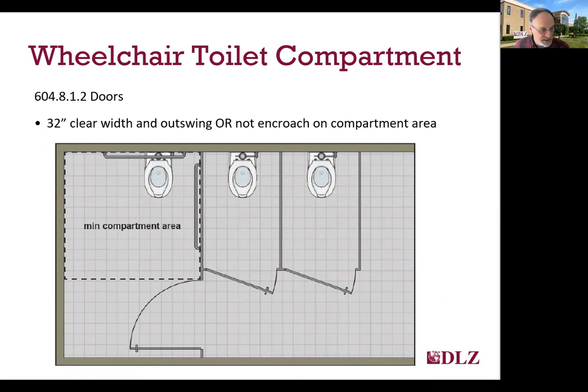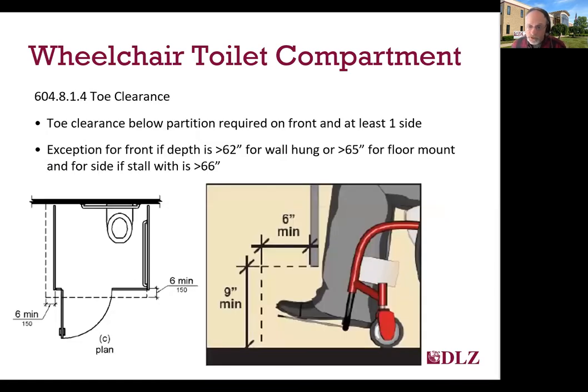That can be a great way to provide the required clear space because you might not have that in this limited space area. Toe clearance is required on both the front and at least one side of the toilet compartment to assist a wheelchair user inside to be able to turn. That toe space is required to be 9 inches high minimum and project a minimum of 6 inches beyond the outside of the wall. There's an exception to this requirement if the stall is oversized, so that you essentially integrate that 6 inches into the width and depth of the stall.